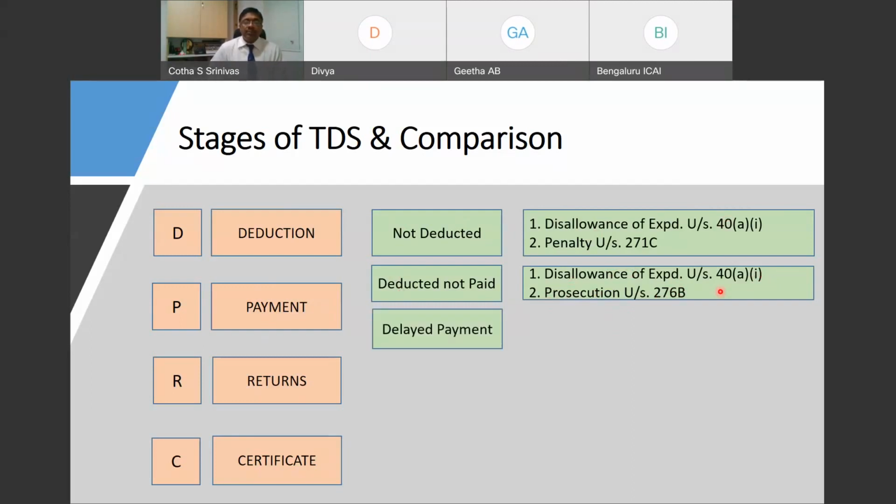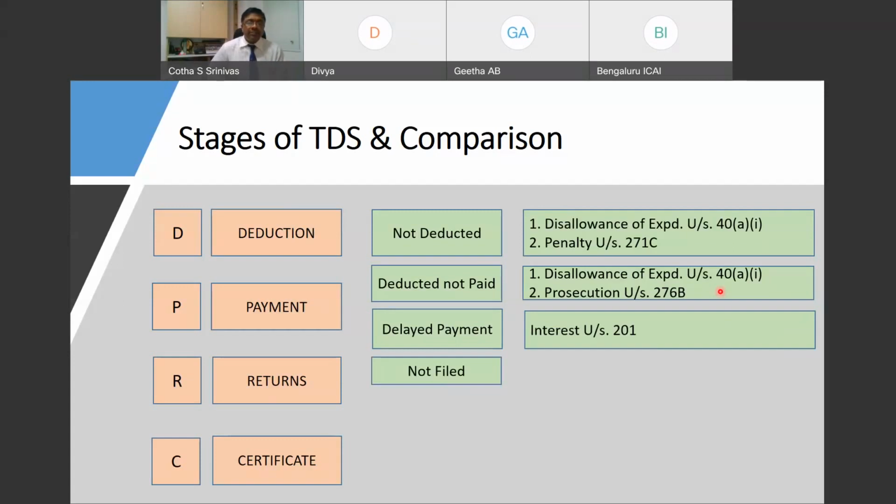Then delayed payment. The next stage is that he has deducted and has paid, but there is a delayed payment. What is a delayed payment? We have seen the due dates, that is the 7th of the subsequent month and 30th of April, but he is making the payment after that due date. What are the consequences of a delayed payment? There will be interest under section 201. From the due date to the date of payment, 1.5% interest needs to be charged for a month or part of a month.